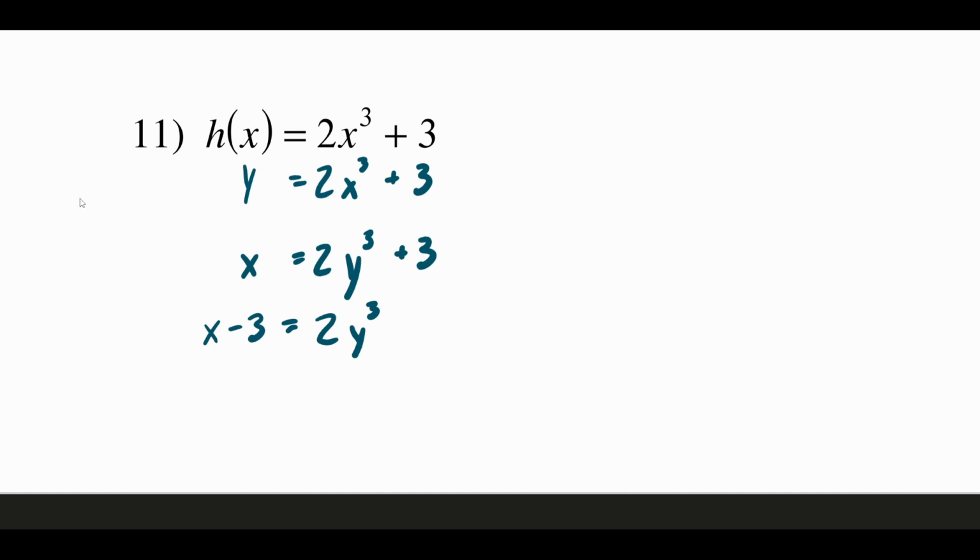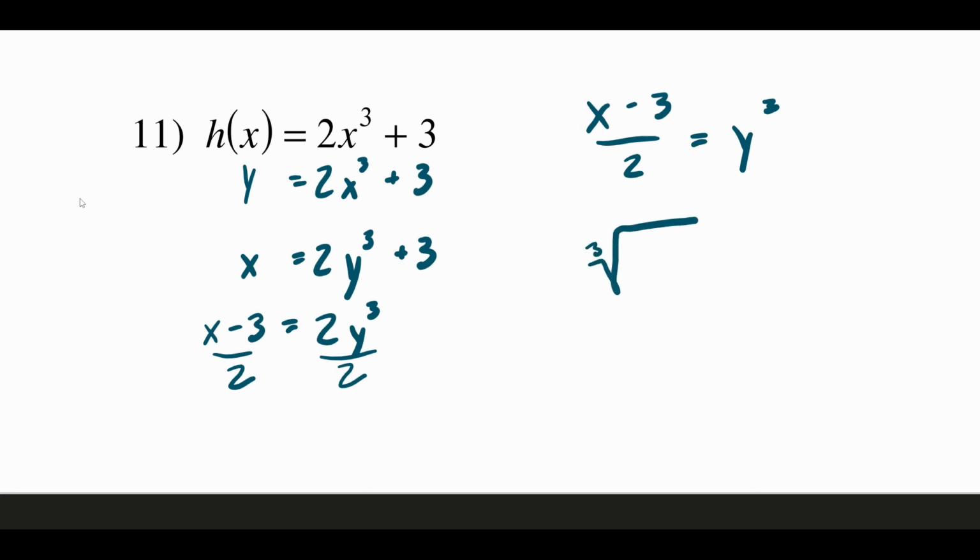Next, think of reversing those order of operations. We'll deal with this exponent last, so we're going to divide by 2 next. So we have x minus 3 over 2 equals y cubed. And our last and final step is to take the cube root of both sides. So we have the cube root of x minus 3 over 2 equals the cube root of y cubed, which is y.